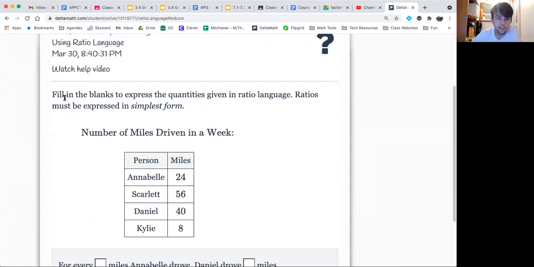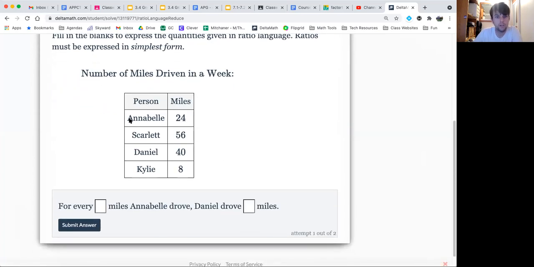So let's go ahead and read this. Fill in the blanks to express the quantities given in ratio language. Ratios must be expressed in simplest form. Number of miles driven in a week. Annabelle 24, Scarlett 56, Daniel 40, Kylie 8. For every blank miles Annabelle drove, Daniel drove blank miles.